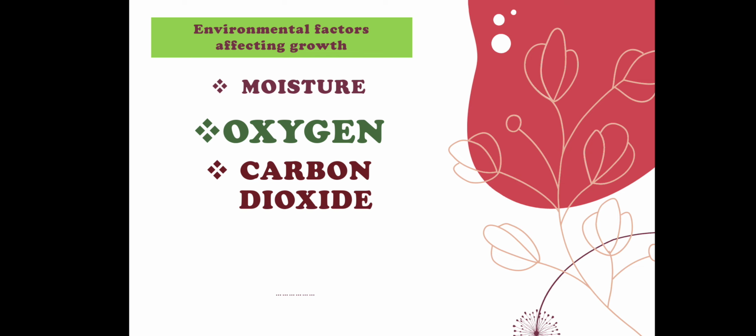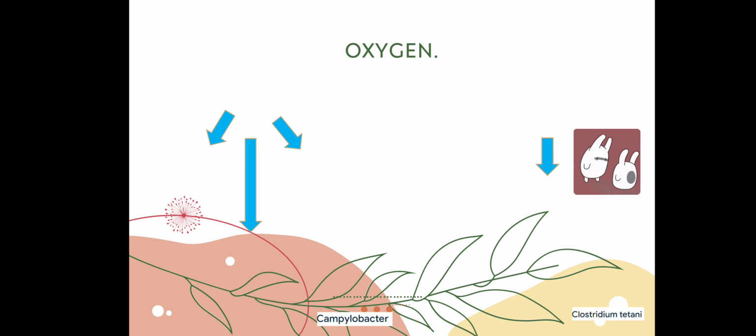The environmental factors which affect bacterial growth are moisture, oxygen and carbon dioxide. Moisture, as you saw in the previous slide, where a bacteria needs 80% water to survive. It means if it is in a dehydrated place, they would die. And what is oxygen? Oxygen we will see in depth in the next slide.